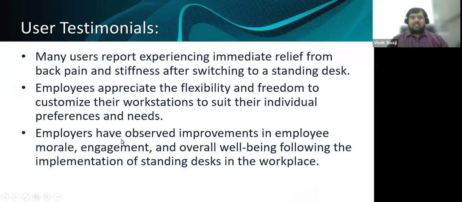So over the years, so many user testimonials have been put forward. Many users report experiencing immediate relief from back pain and stiffness after switching to a standing desk. Employees appreciate the flexibility and freedom to customize their workstation, and most importantly, their morale and engagement have improved. I highly recommend, and I humbly recommend, that you guys implement this in your organization if you have not already. Okay. And this is just the first step, a gateway.